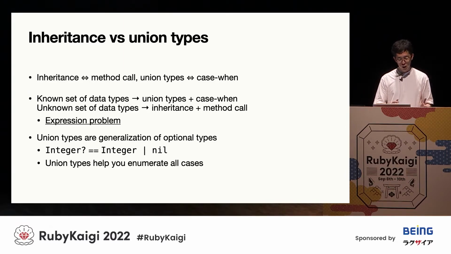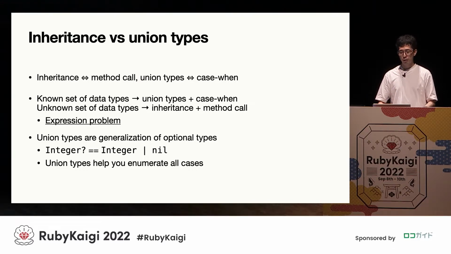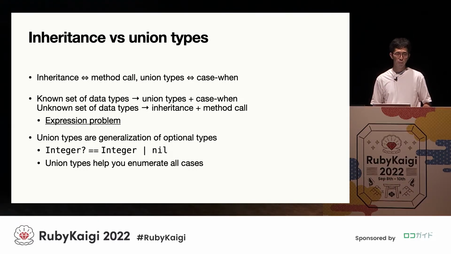If you don't have a specific set of data types, it happens that you provide some library and you expect the application to inherit some class from your library. So in this case, inheritance and method calls are better. This is something related to the expression problem. This is an old problem.